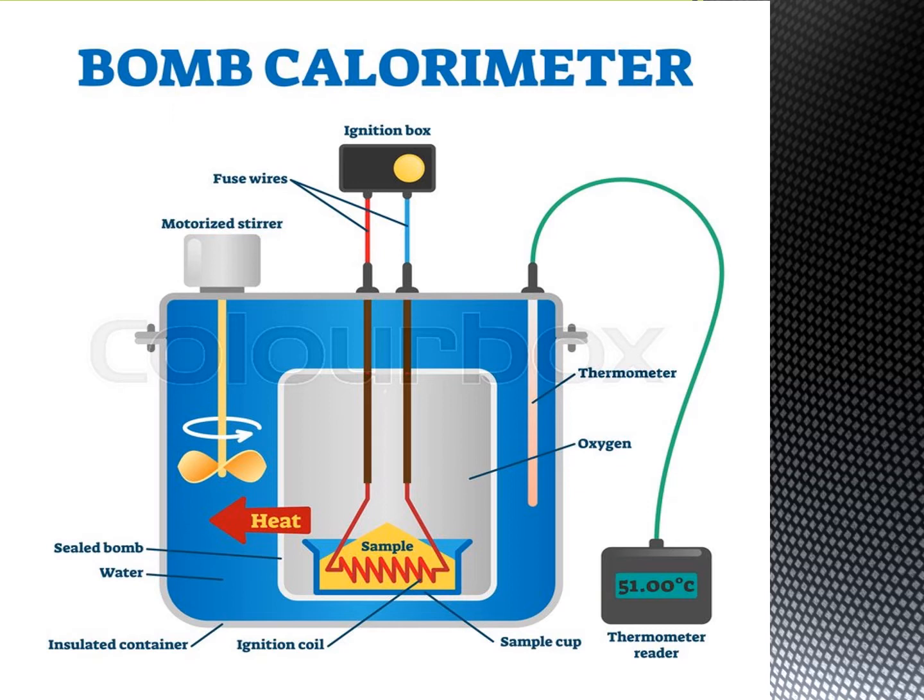There is a sample cup, and the sample cup is made up of platinum. That platinum cup is connected with electrical wires, as you are seeing in the picture. These electrical wires are for striking an arc to instantly kindle the combustion.